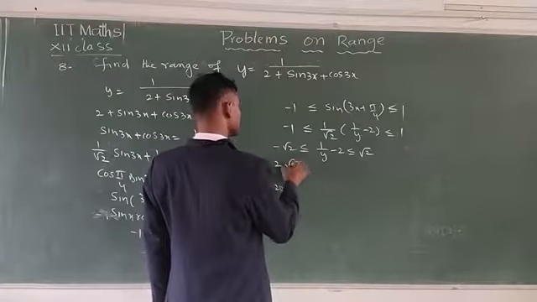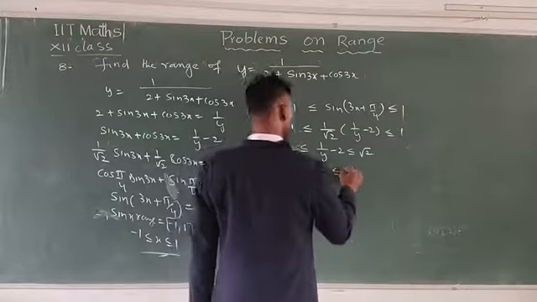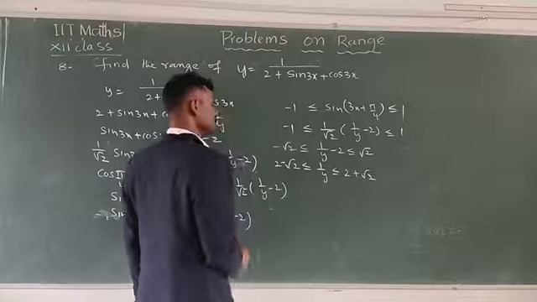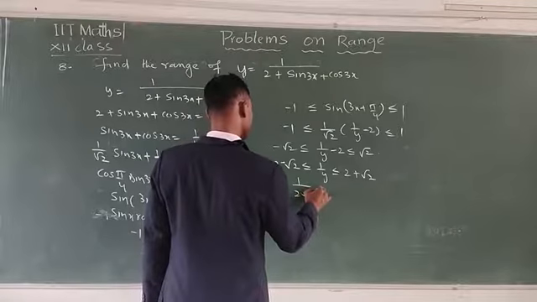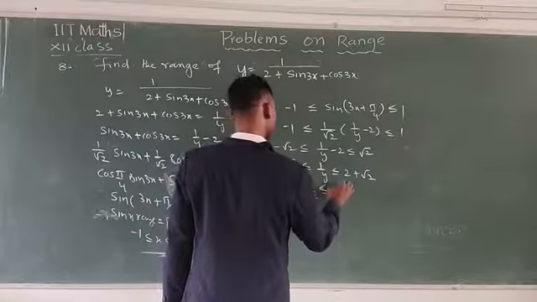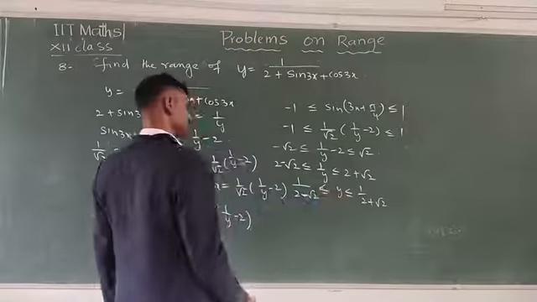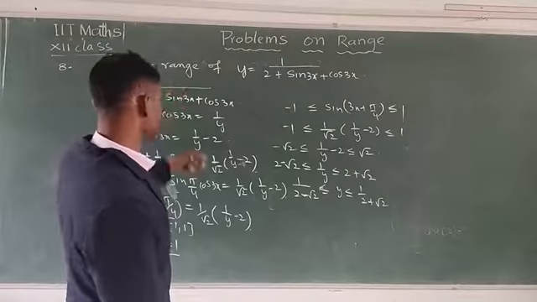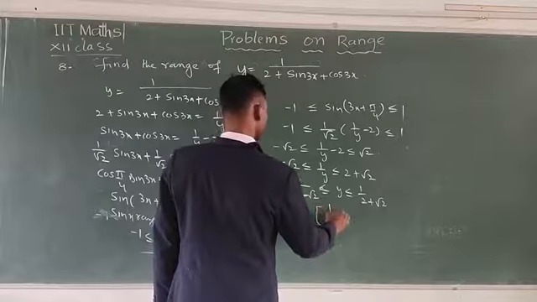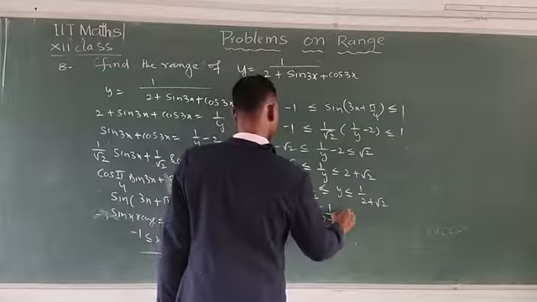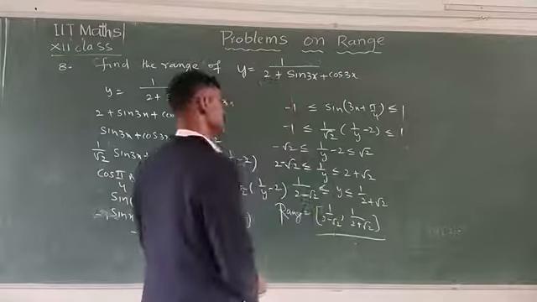Then 2 minus root 2 is less than or equal to 1 by y is less than or equal to 2 plus root 2. Now write the reciprocal. Then 1 by (2 minus root 2) is less than or equal to y is less than or equal to 1 by (2 plus root 2). Now the domain is equal to the range of the function. Then the range is equal to the closed interval 1 by (2 minus root 2) comma 1 by (2 plus root 2). This is the range. Note it down.